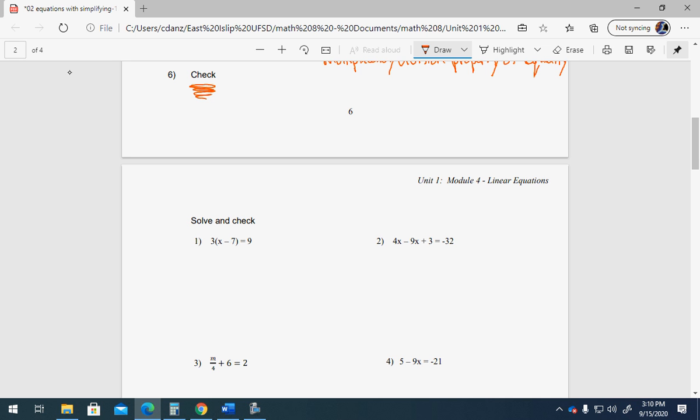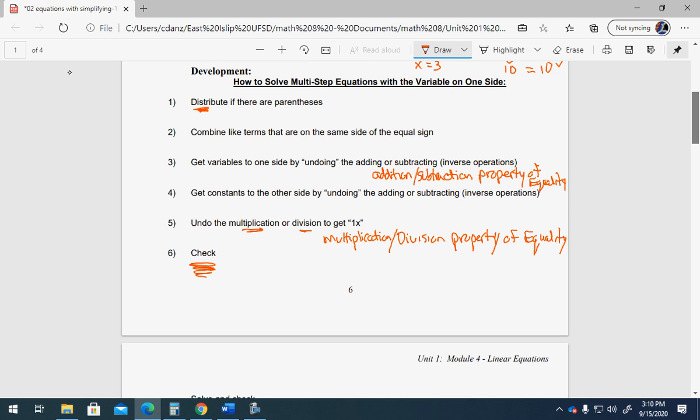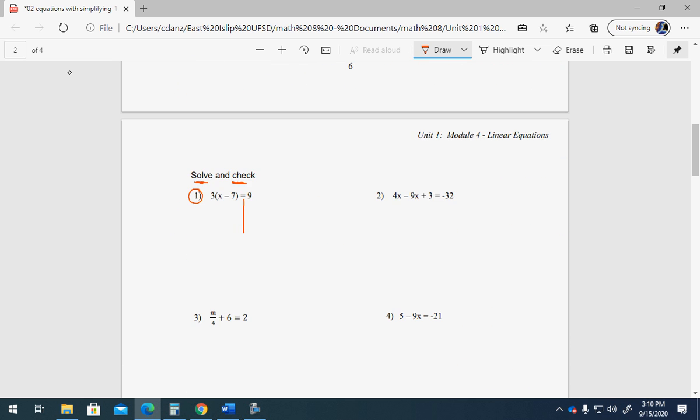So I'm going to do just a few of the questions. I'm going to do 4 of them. So I will do number 1, and I do want to solve and check. So the equal sign is like the center of the equation, and our steps that I asked you to screenshot even says that we're supposed to distribute first if there's parentheses. I see parentheses, I want to distribute. I get 3x minus 21. I'm just going to bring down the equal sign and the 9.